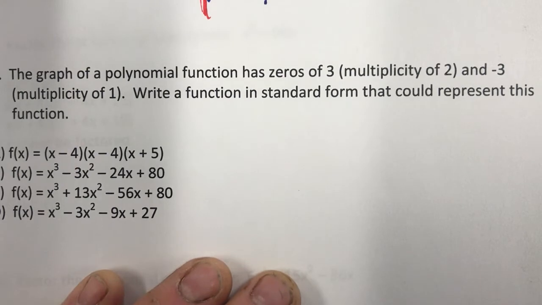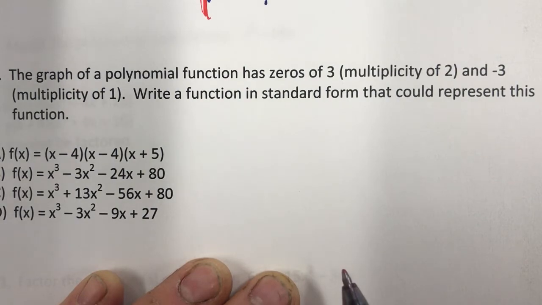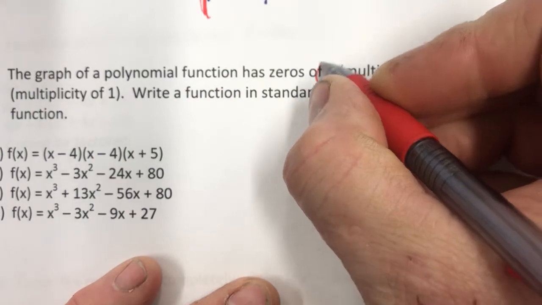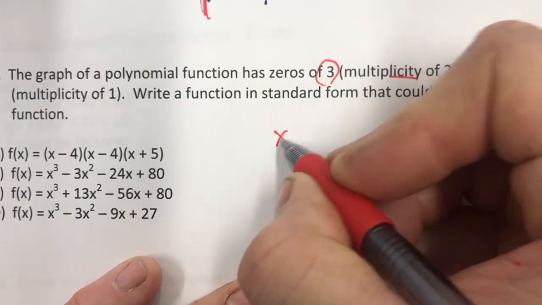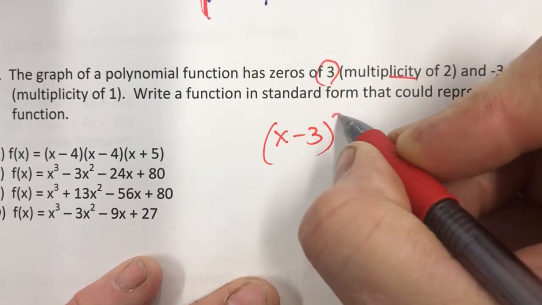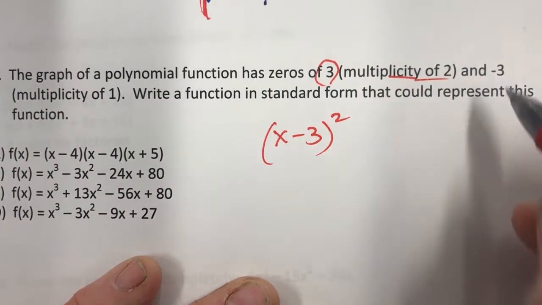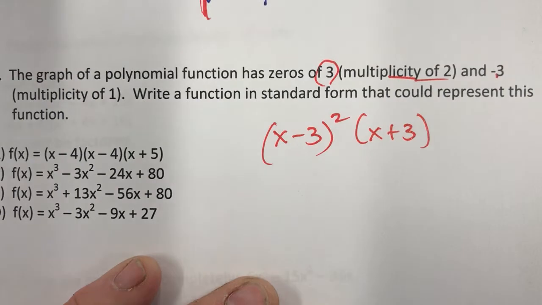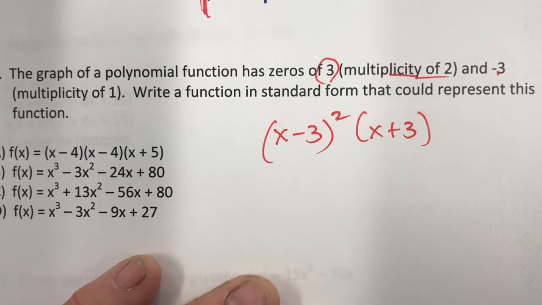The graph of a polynomial function has zeros of 3, multiplicity of 2, and negative 3, multiplicity of 1. Write a function in standard form that could represent this function. Okay, so you have zeros of 3 with multiplicity of 2, so that's x minus 3, and it's squared because it's multiplicity of 2. Then you have one at negative 3, which is x plus 3, and that's multiplicity of 1. And so basically, I want to just multiply these together.